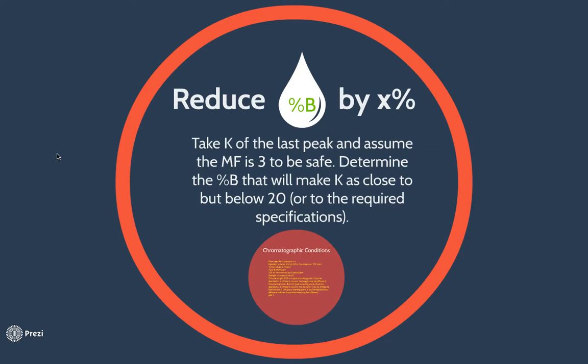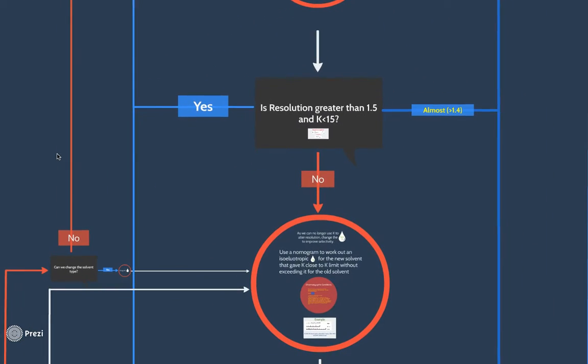Then we use that percentage B in the next isocratic run, and then we check the chromatogram and see if resolution is greater than 1.5, and K should be less than 15 according to that equation that we used, if we decide we want K to equal 14. So if it's yes, again we go to the goal; almost, we go and change efficiency; but if not, then we can no longer improve or change K to affect resolution, so we try and affect selectivity.